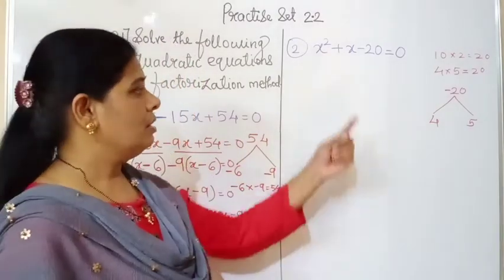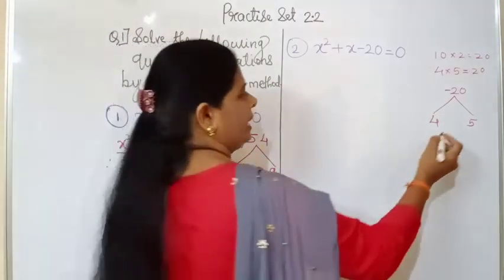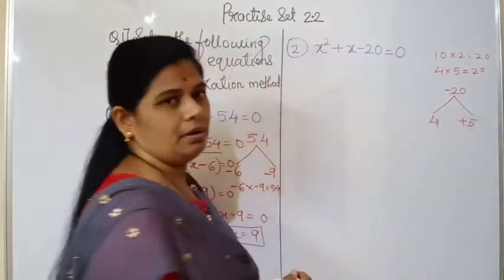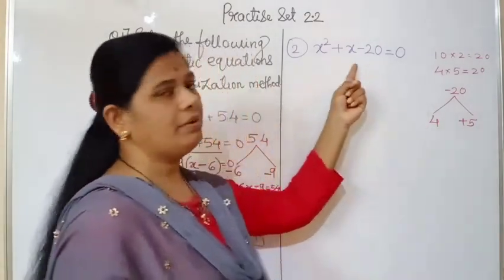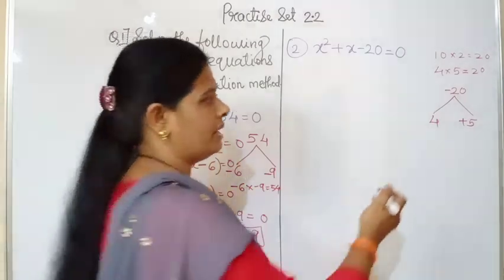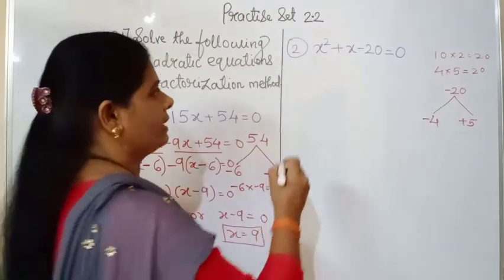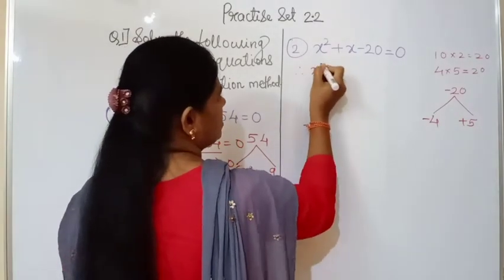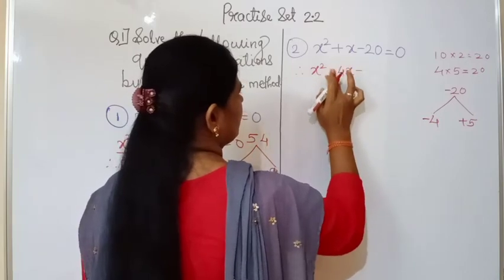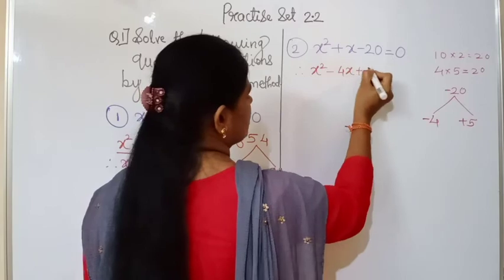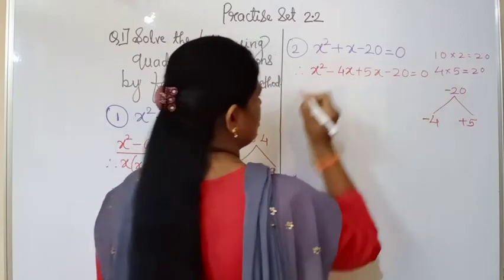Next step is that of sign. Middle number is having which sign? Plus sign. So we will give the plus sign to the bigger number. As we know, we have to subtract these two numbers to get 1, so the minus sign should be given to the smaller number. Now we will write the factors here: x square plus 5x minus 4x minus 20 equal to 0.